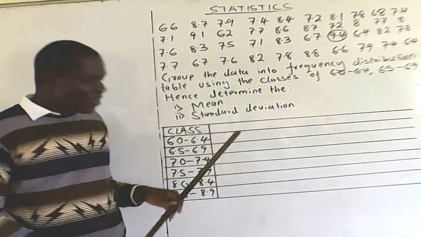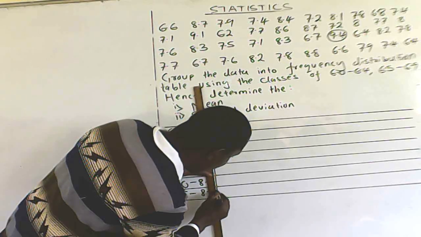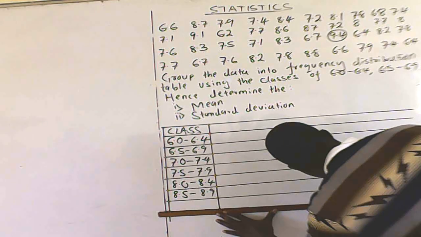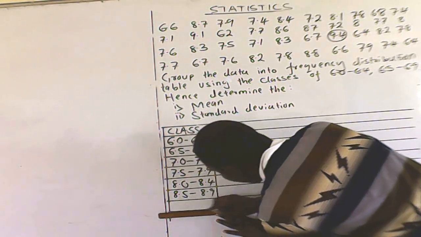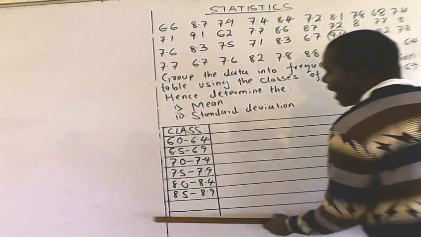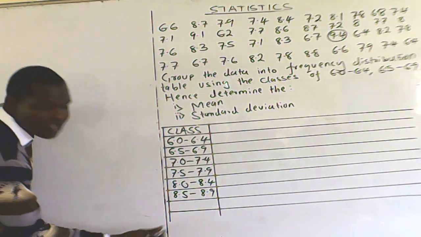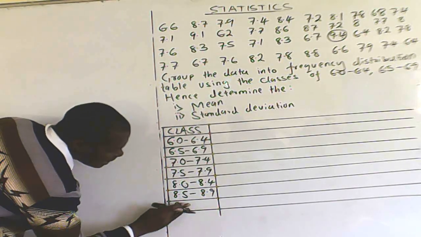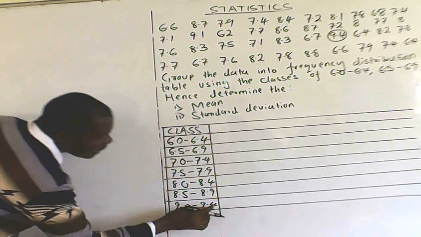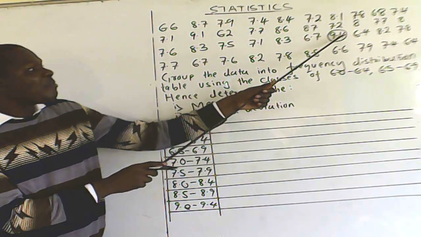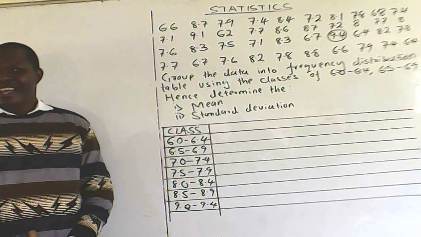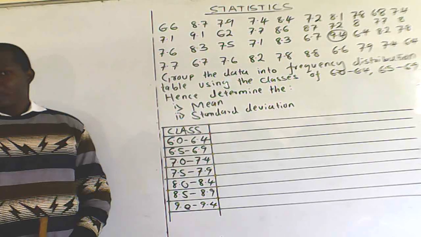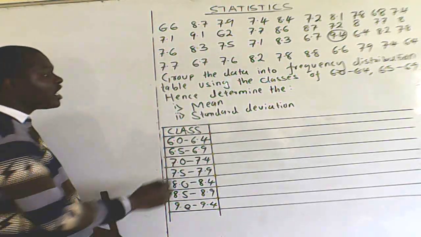So we are still proceeding. The largest data value must be captured in a class. If this one ended at 8.9, this one starts at 9.0 and ends at 9.4. If it ended at 9.4, it means the largest data value has been captured into a class. So that one becomes the last class. Are we together? Now we need the frequencies.